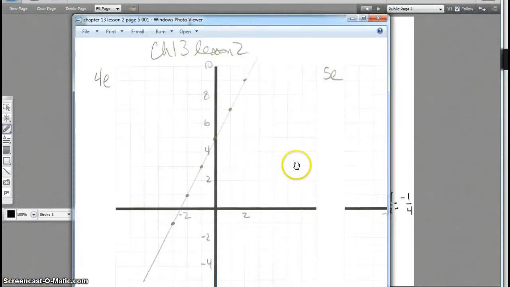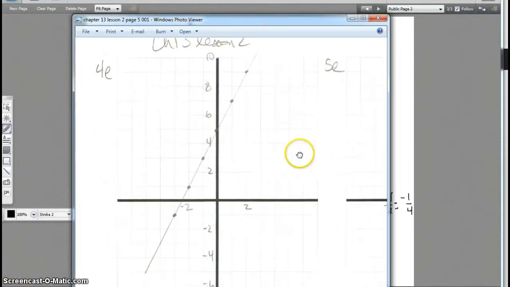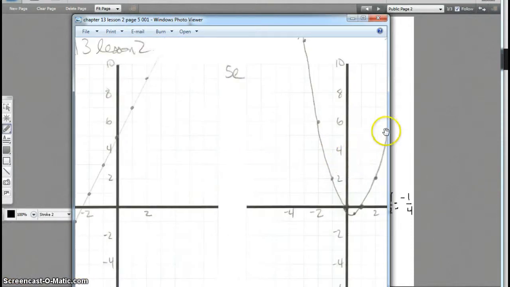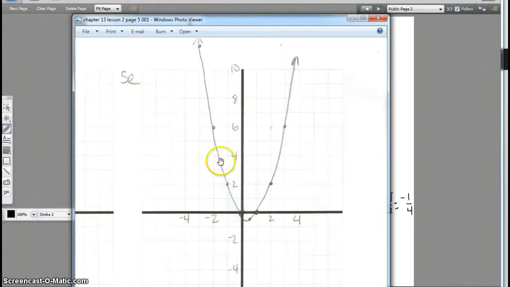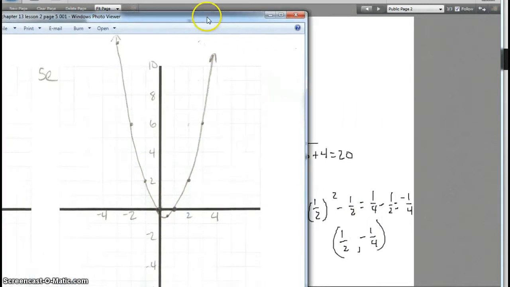Okay, so here you can see 4e that we did already. This is 5e, if I can get it to slide over. So 5e, you can see this is our point that we just added here at the end at positive 1/2. Our y value is about negative 1/4. I don't think I really show that very well here, but this is what your graph is going to look like.